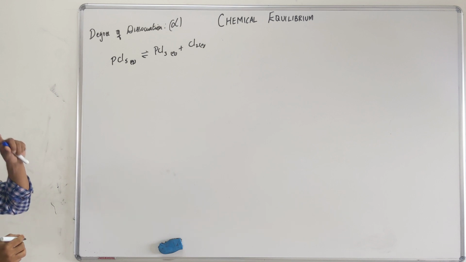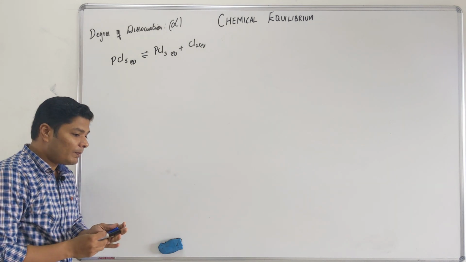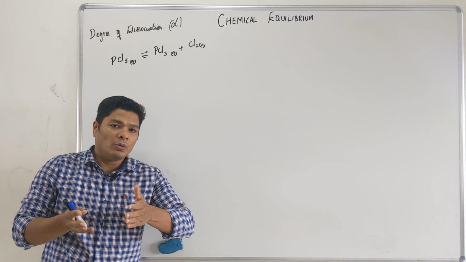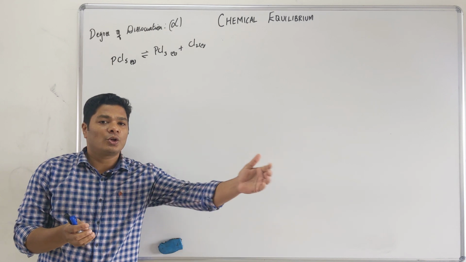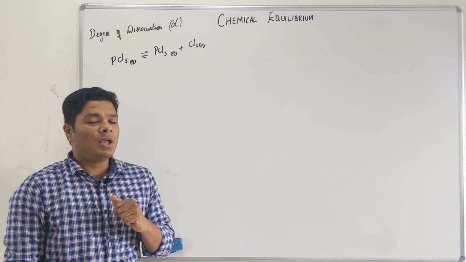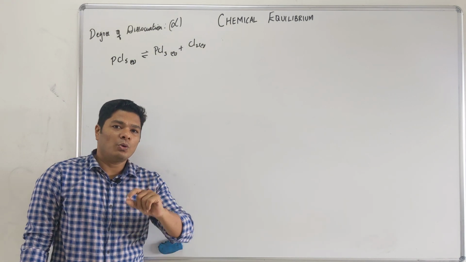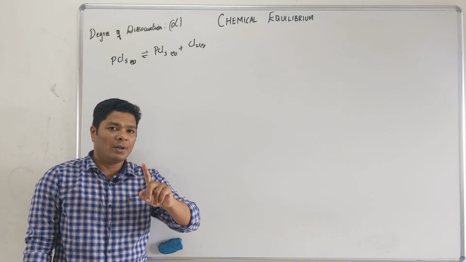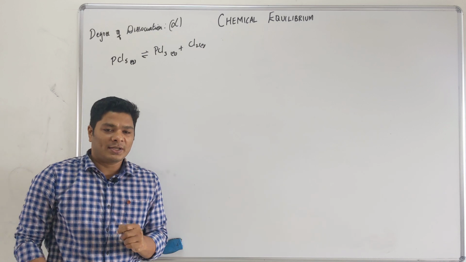Okay. Now what degree of dissociation means is, for a given amount, how much fraction of that has gone to the other side. That's all degree of dissociation is. Okay, fraction meaning out of 1. Percentage is out of 100. Similarly, fraction is out of 1. Out of 1, how much has gone to the other side.